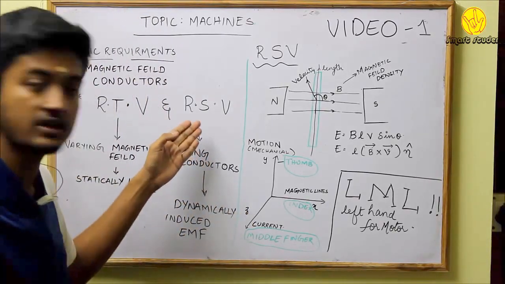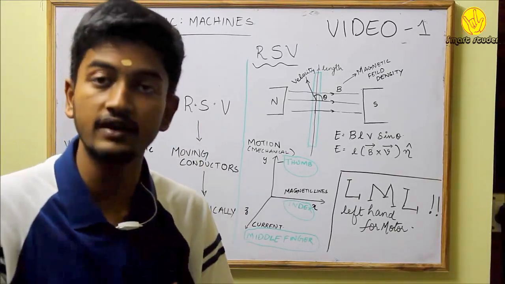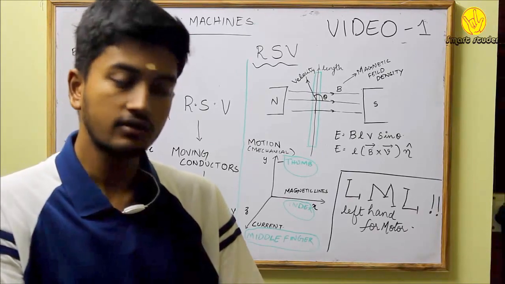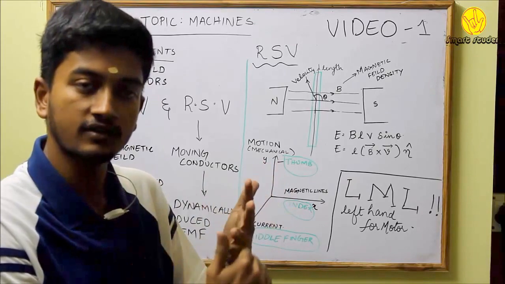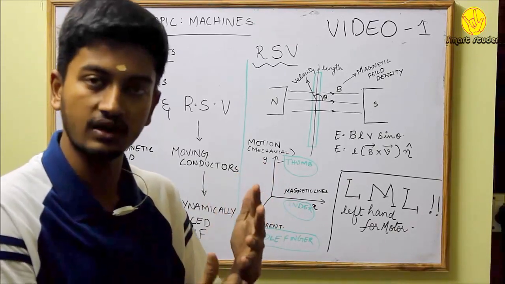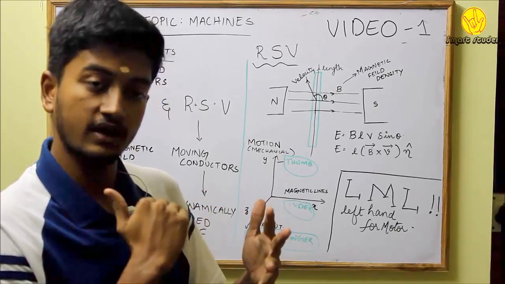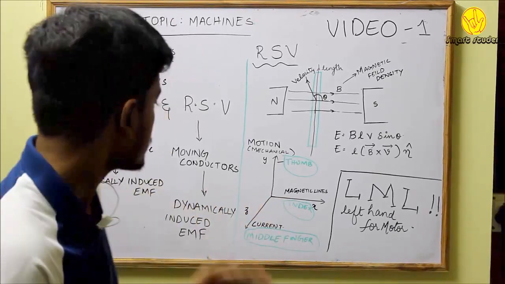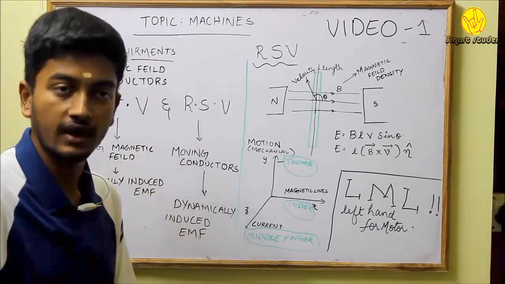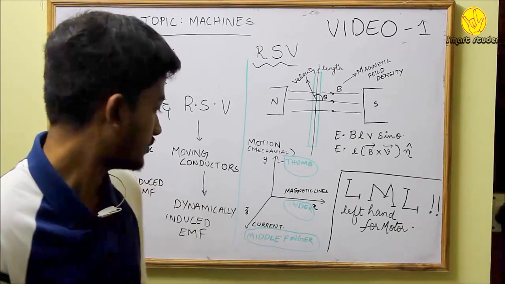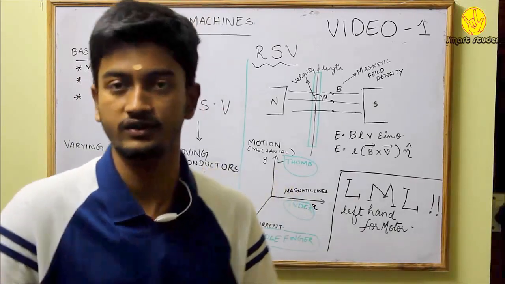Alright, in relative space variation, my conductors will be moving and my field will be stationary. In this, my conductors will be cutting my magnetic field, hence the EMF induced in the set of conductors is proportional to the rate of flux cutting, or the rate at which my conductors cut the flux. As the conductors are moving, it is dynamically induced EMF. This is the most general property of motors and generators.